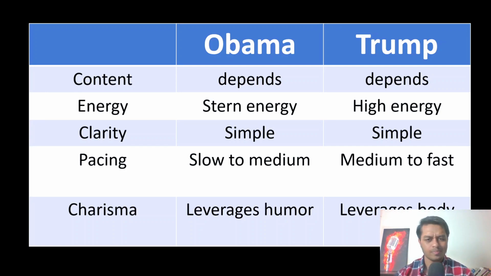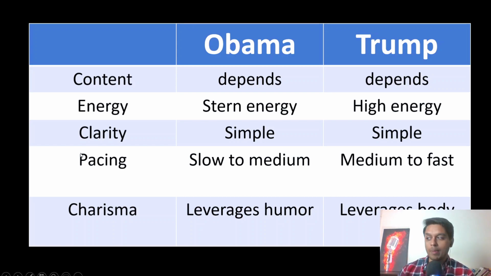So that was the last clip, and let's break down a few of the insights that we learned from this video. Content between Obama and Trump is always going to depend on their background and the political parties they represent. But we were able to understand that content is going to influence the delivery. With energy, the clips that we saw from Obama were very stern, mainly depending on the content he was talking about, while a lot of Trump's clips were high energy. And I believe this is just their personalities. They just have different sorts of energy, which is often being displayed.